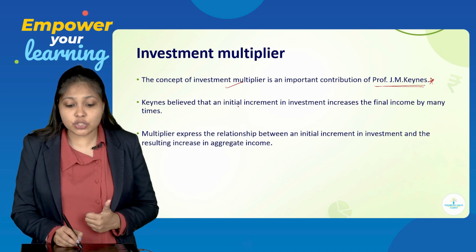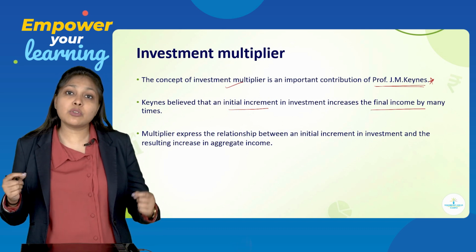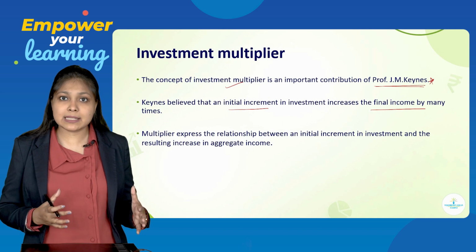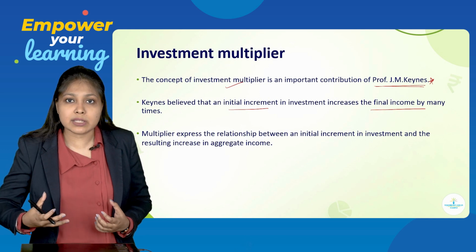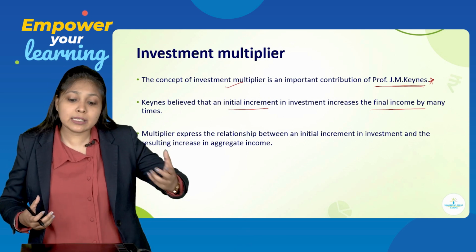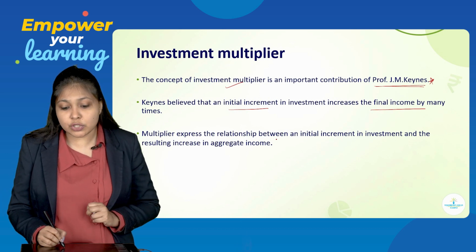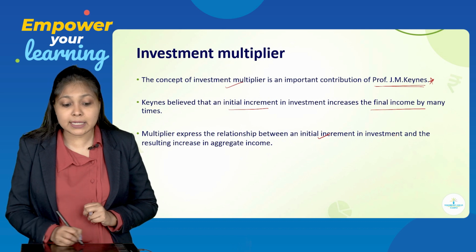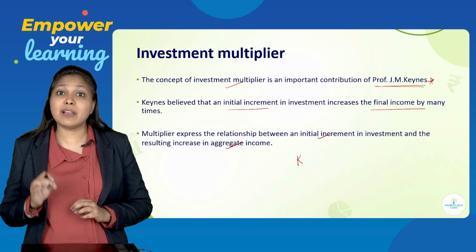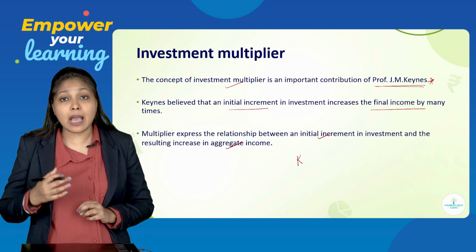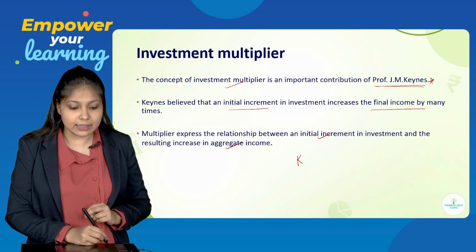Keynes believed that an initial increment in investment increases the final income by many times. So this concept was given to us by Keynes, and he said that when there is an increase in investment, your final income generation will also increase by many times. So the multiplier expresses the relationship between the initial increment in investment and the resulting increase in aggregate income. Basically the multiplier, that is the value of K, determines how much investment needs to be done to increase the aggregate income.